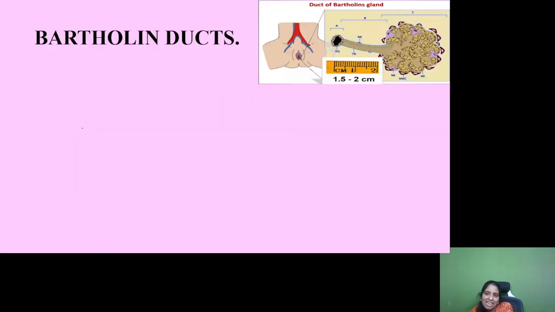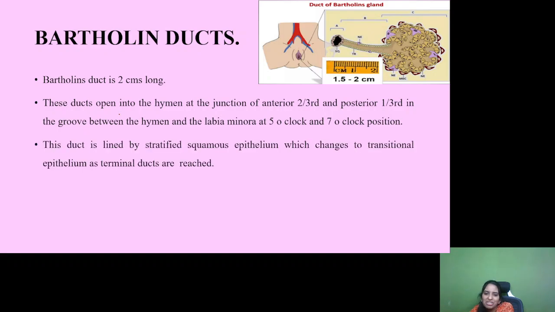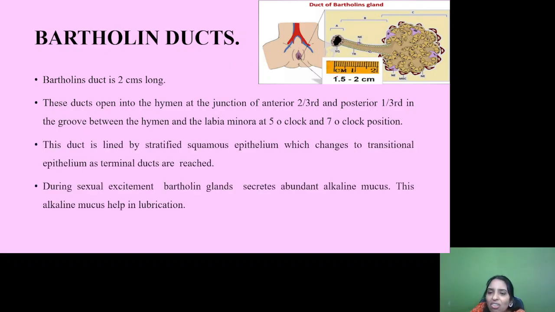Next, we'll see regarding the Bartholin duct. In this image you can see everything. See here, it is almost 1.5 to 2 centimeters. This is the duct and this is the gland. It is about 2 centimeters long, right? And the duct opens into the vaginal orifice. The duct opens at the hymen, at the junction of anterior 2/3 and posterior 1/3, in between the hymen and the labia minora. This is very important.